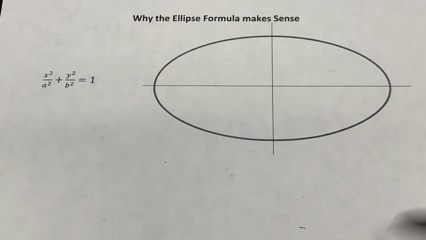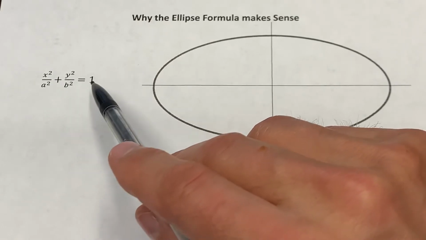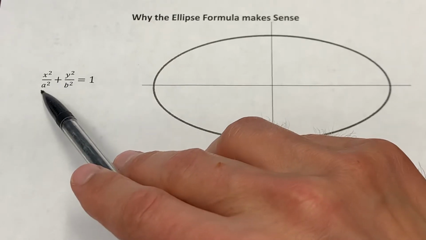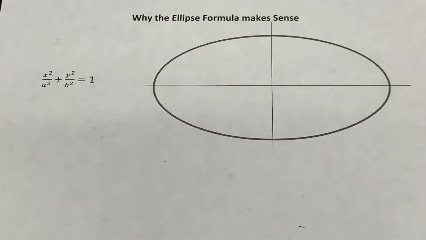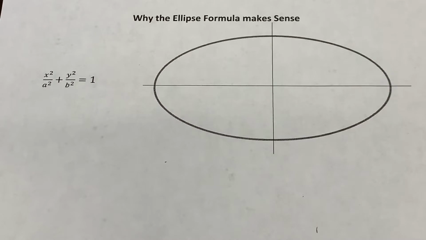So the ellipse formula is x squared over a squared plus y squared over b squared equals 1, where a and b are positive constants. But why does that formula make sense? Why should that make any shape like this?